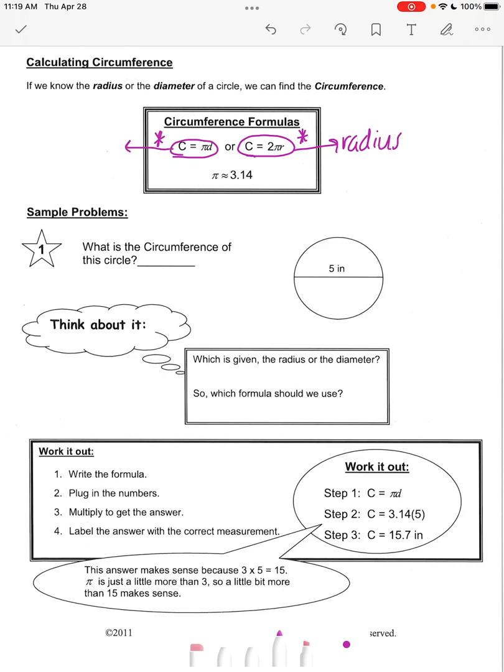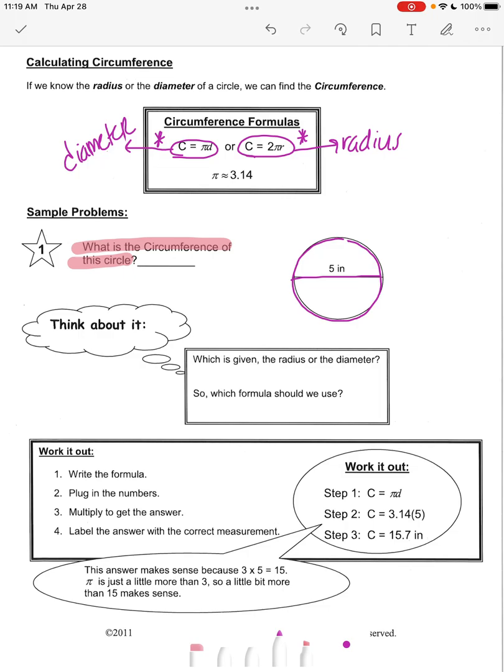This is when you are given the diameter. Okay, so let's take a look at this sample problem. We're looking over here at this circle that is labeled with 5 inches. So number 1 is asking us, what is the circumference of the circle?